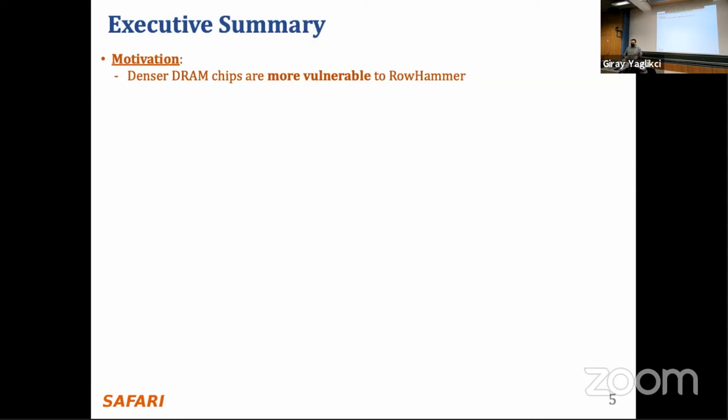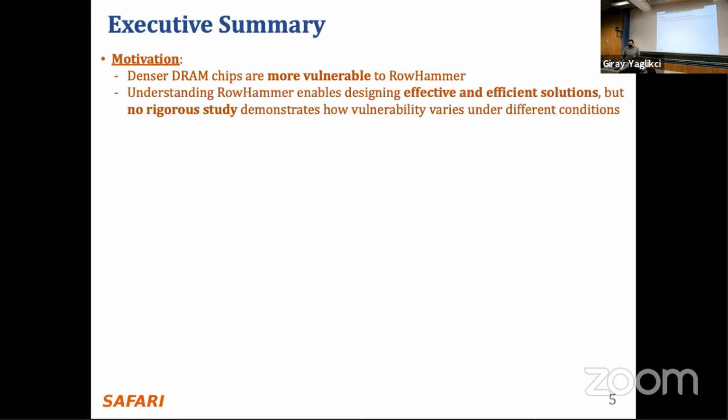But as Hasan discussed earlier, they can also be defeated. So the general motivation is that these chips are becoming more vulnerable, and understanding RowHammer is essential for finding solutions. Our main goal here is to find effective and efficient solutions, right?